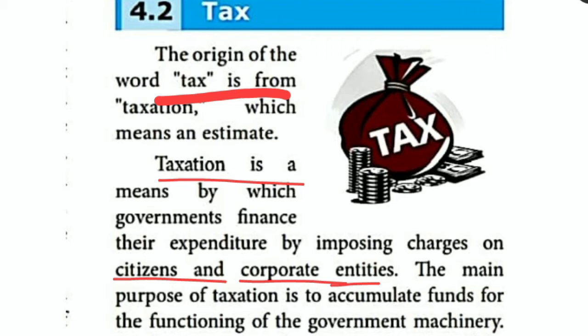So what is the main purpose of the taxation? What's the main aim? To accumulate the funds. To accumulate in the sense of to deposit, to keep the money in one place. For the welfare of the people only they are going to spend. Who is going to spend? The government is going to spend. So that is given here, children: the main purpose of taxation is to accumulate the fund for the functioning of the government machinery. So that's the thing.